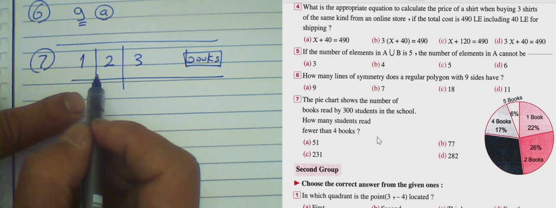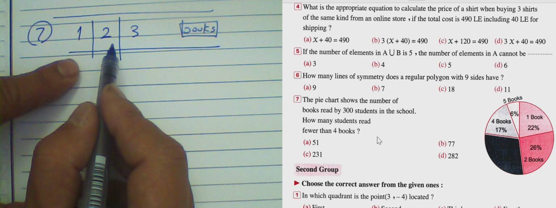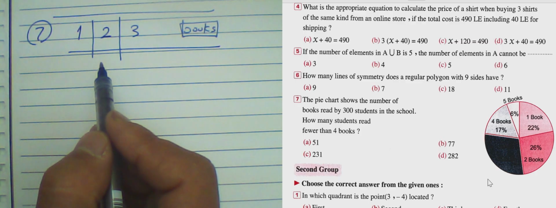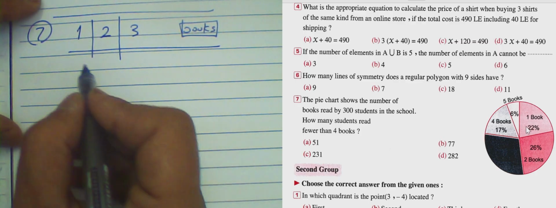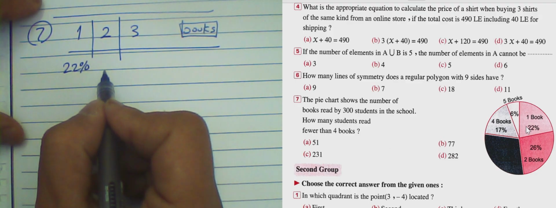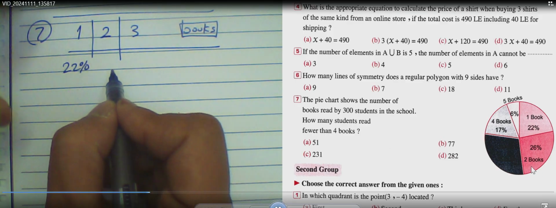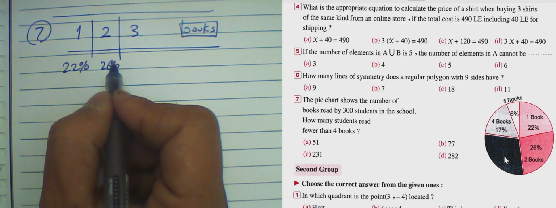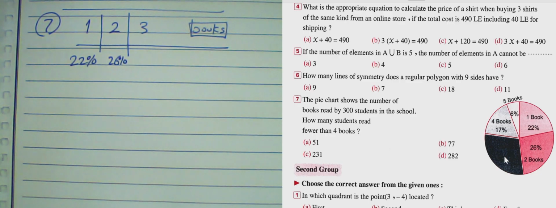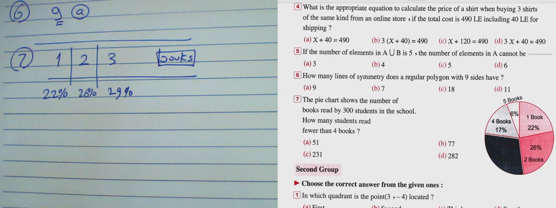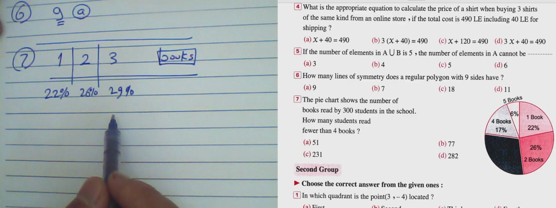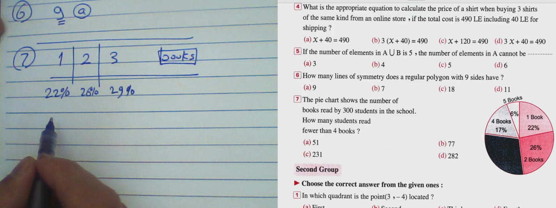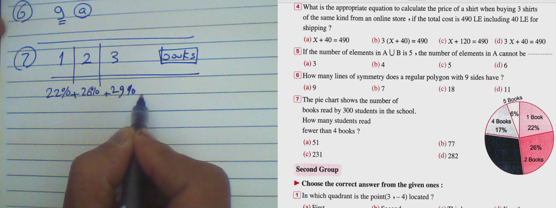we can add them. The percentage of students who read 1 box is 22%, and the percentage who read 2 boxes was 26%, and for 3 boxes it will be 29%, right? 29%, okay? And then we can add 22 plus 26 plus 29, and then the percentage will be multiplied by the total number of students, 300.